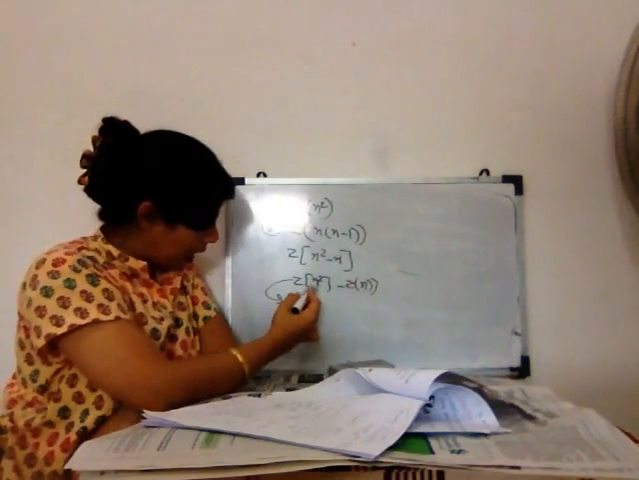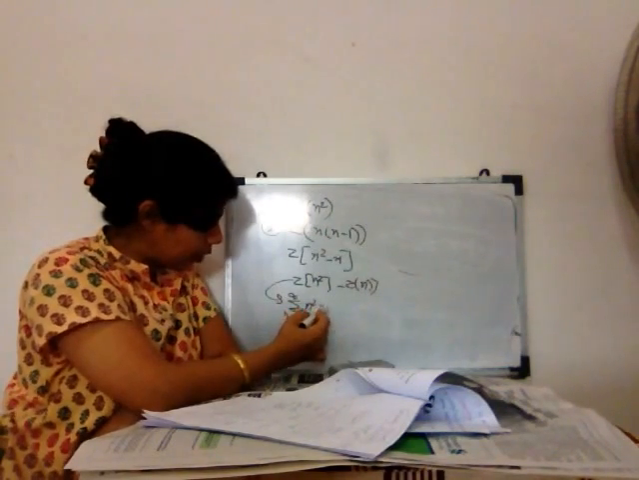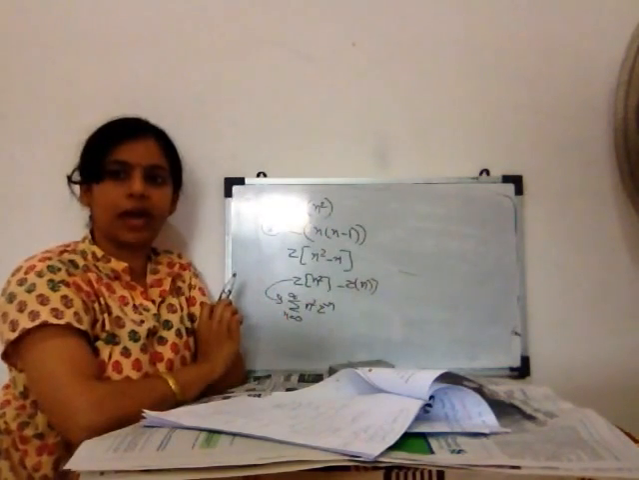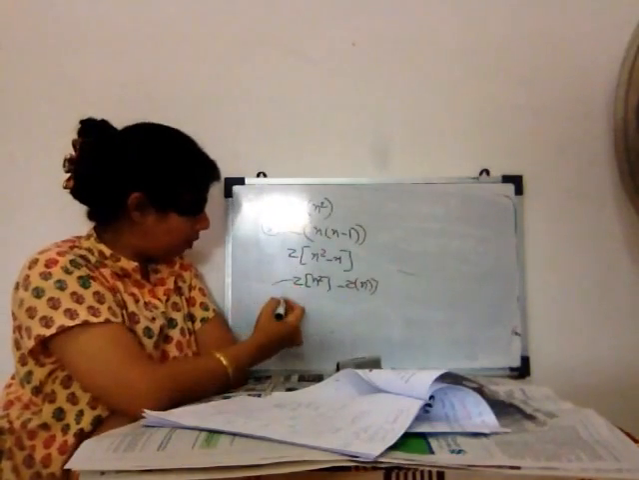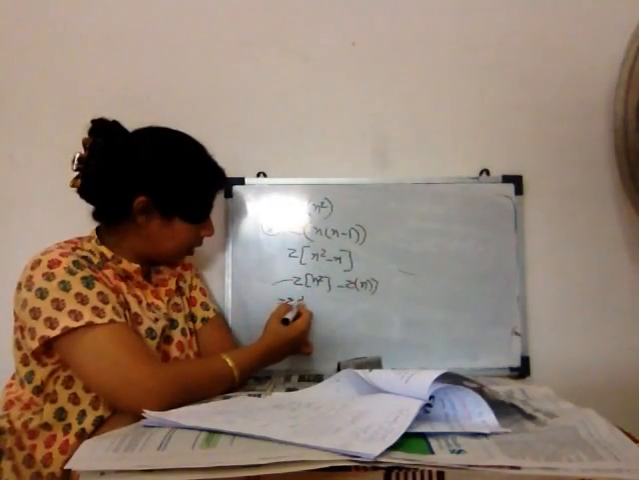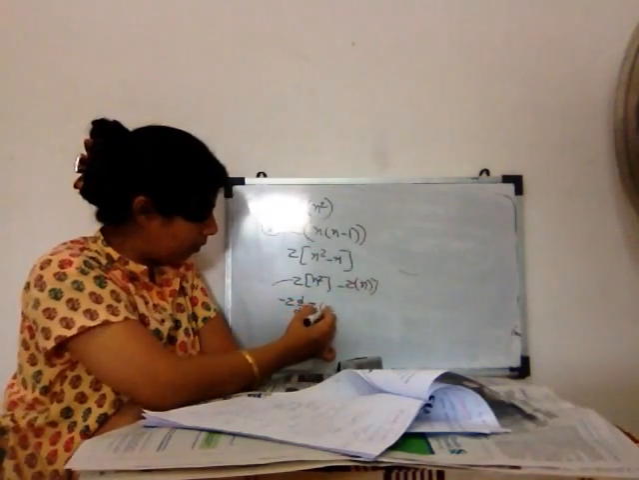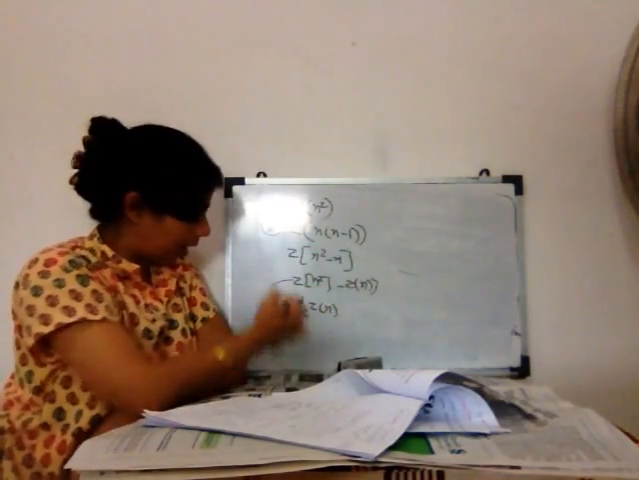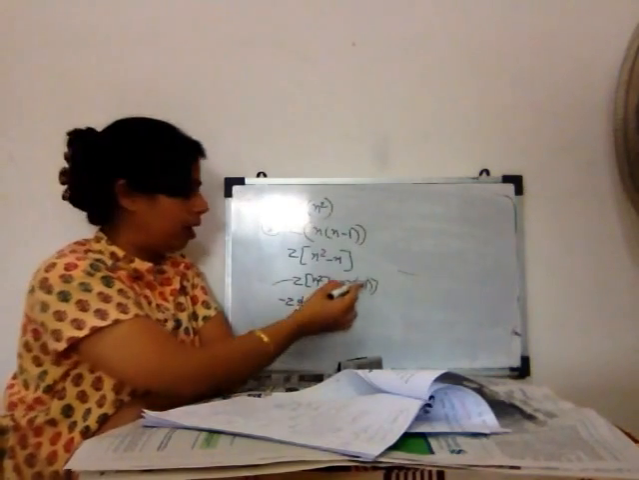Clear? In place of n squared z to the power minus 1, we directly cannot substitute with dy by dx. So what is the formula of this? Minus z d by dz of the z transform of n. Clear? Again we have to substitute the value of the z transform of n.